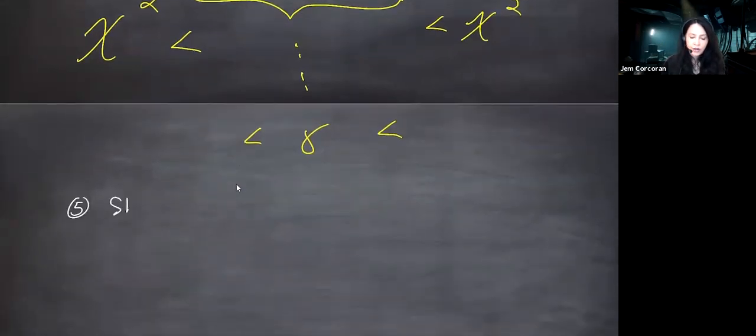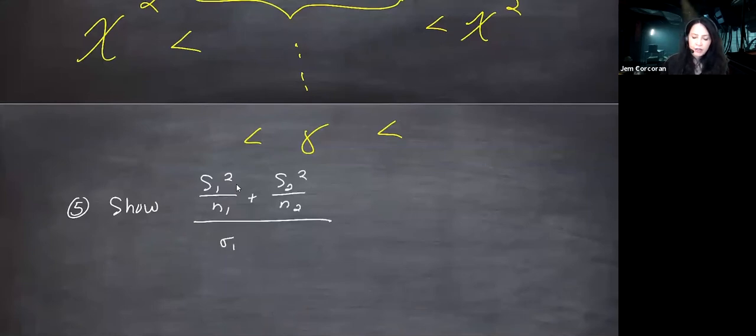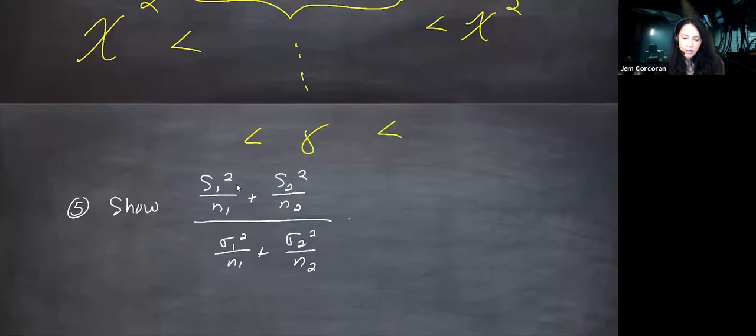So I would show that S1 squared over N1 plus S2 squared over N2, these are two sample variances from two different populations, over sigma 1 squared over N1 plus sigma 2 squared over N2, I would show that this goes in probability to 1, and then you can put it through the function g of x equals the square root of x.